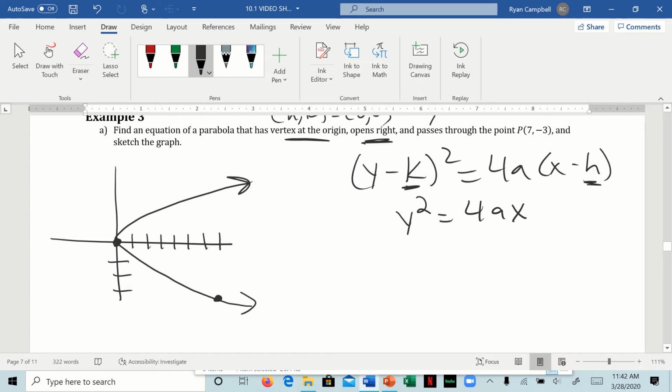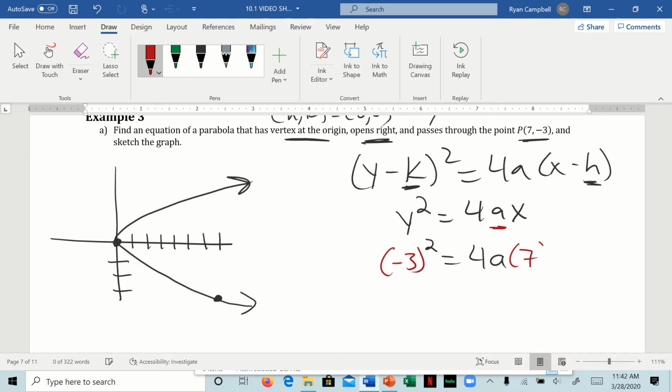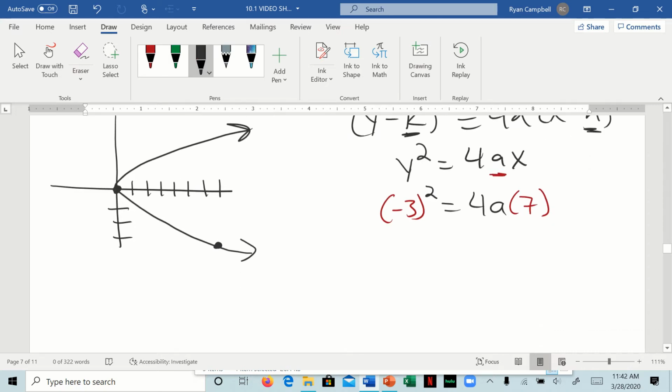What's the only thing we need to know for this equation? We need to know the letter a, right? So what we've got to do is plug in our point. So (-3) squared equals 4a times 7. And then we just solve for a. So 9 is 28a, which means a is 9/28.